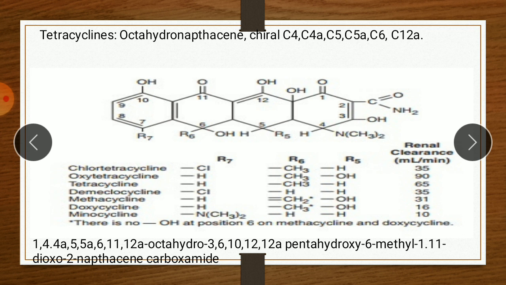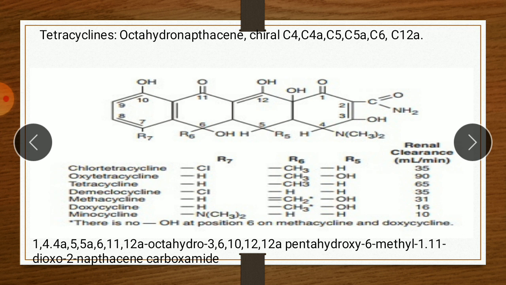Mainly tetracycline has chiral centers at carbon 4, carbon 4A, carbon 5, carbon 5A, carbon 6 and carbon 12A. So these are the chiral centers depending upon the substitution. There are 6 chiral carbons, but oxytetracycline and doxycycline, each with a 5-alpha hydroxyl group, have 6 asymmetric centers. The other drugs, which lack chirality at carbon 5, have only 5 chiral centers. So only oxytetracycline and doxycycline have 6 chiral or asymmetric centers. The remaining drugs have only 5.